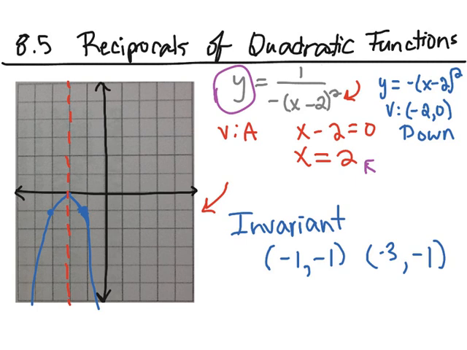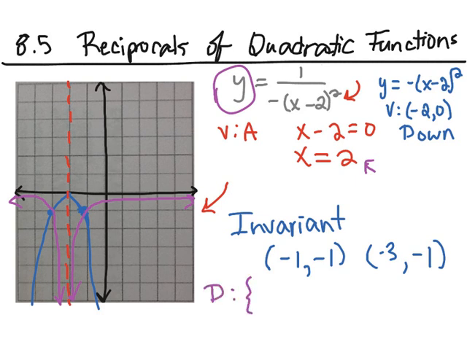Now all we're going to do is draw towards our asymptotes, through our invariant points, and towards the horizontal asymptote. So there's the first one, and then you reflect and do the same thing on the other side. So the purple is the graph of our function.